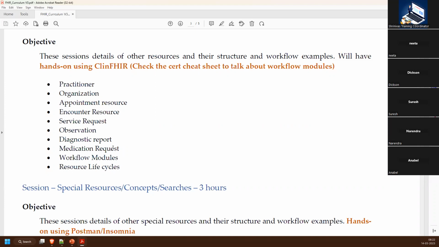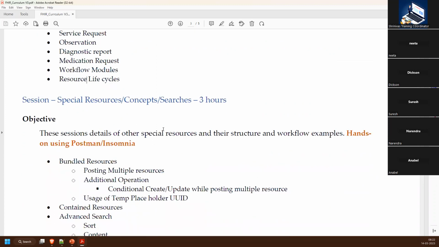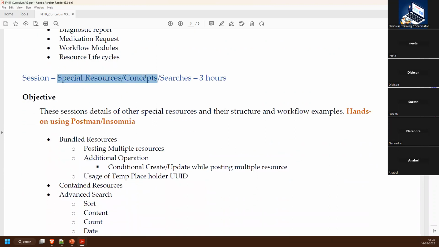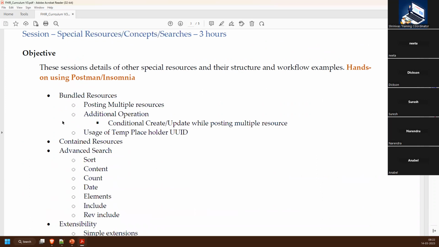So we'll take a look at the workflows of appointments, as I said. We'll also talk about the workflows of orders and results interfaces or orders and results data models. Okay, then we'll talk about resource lifecycle when we are looking at the workflows itself. Then after that, we'll jump into special resources, which are called bundle resources. So I call them special resources myself. It is not a naming convention given by FHIR. So these are called special resources because they perform higher level interactions.